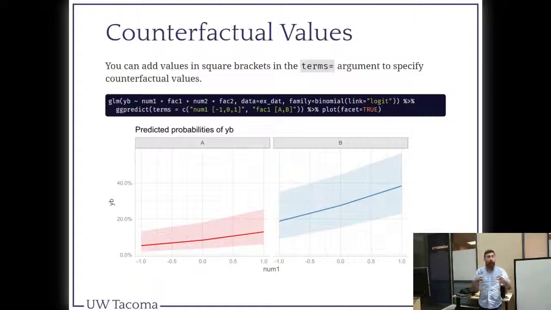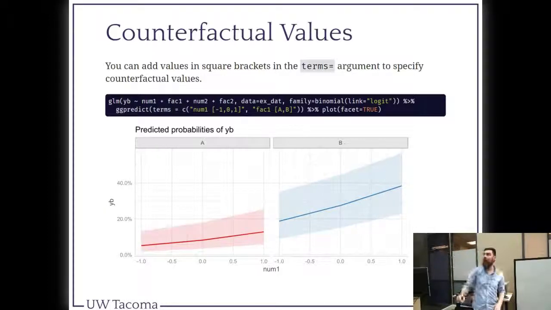Maybe you want specific values. So that was picking default values. It just looks in your data and gives a full range. You might want to look at specific values. Here I've given it the same model, but now I say I want to look at that numeric 1 variable at three values, negative 1, 0, and 1, and I want to look at the factor variable only at factor level A and factor level B. Then it does it. That's the syntax for it.